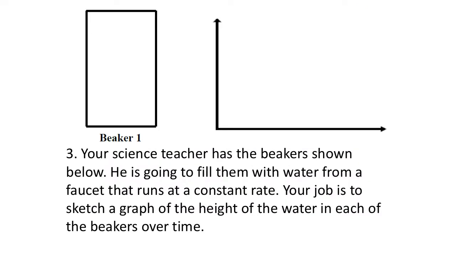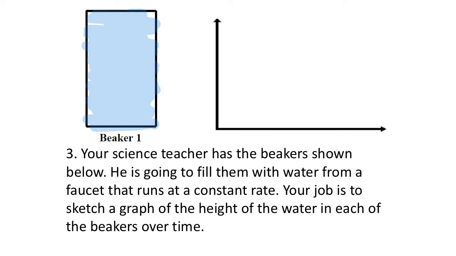Your science teacher has the beakers shown. He's going to fill them with water from a faucet that runs at a constant rate. Your job is to sketch a graph of the height of the water in each of the beakers over time. So beaker 1 here, we'll just say this is kind of a normal beaker, right? And so as this starts to fill with water, since its faucet is going at a constant rate, it's just going up at a constant rate as well.